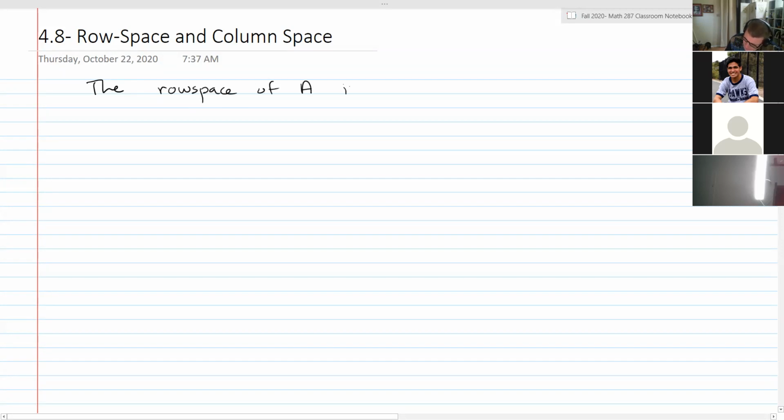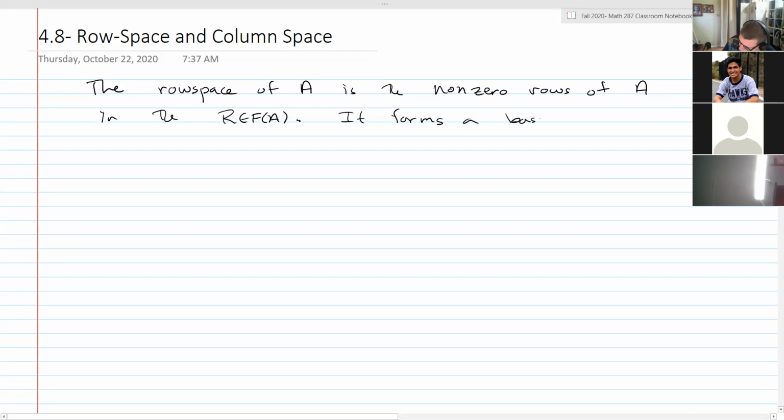So the row space of A is the non-zero rows of A in the REF of A. So it's the non-zero rows of A in the REF of A. It forms a basis for the row vectors of A. Okay, so it's going to form a basis for the row vectors of A.